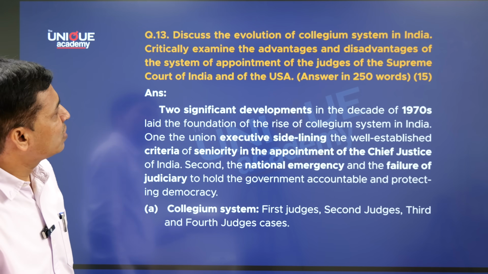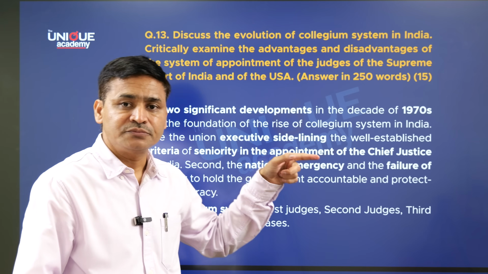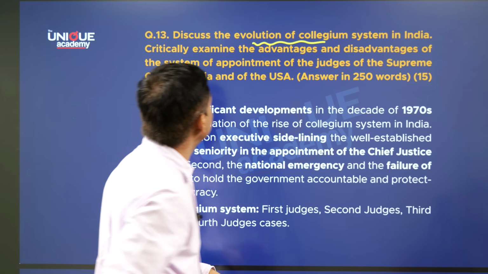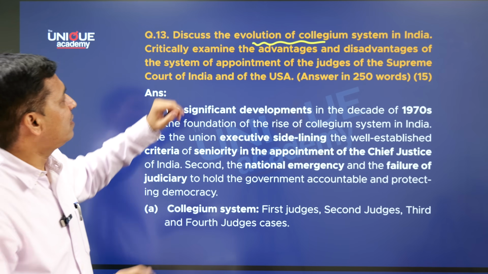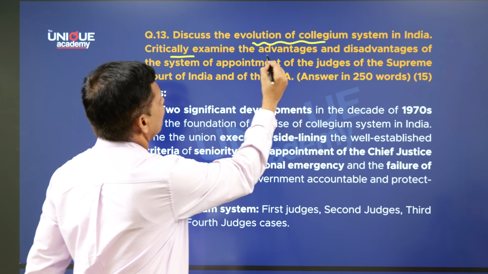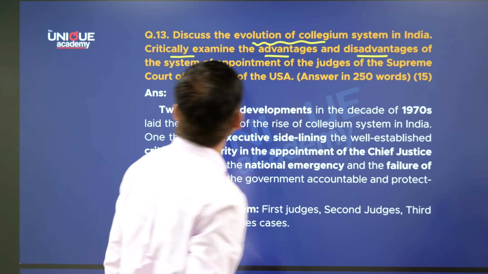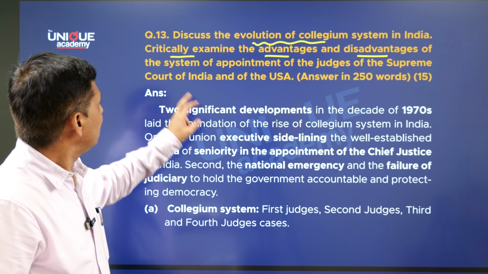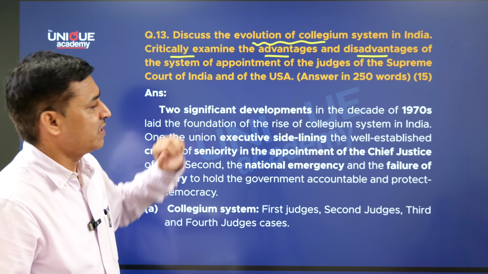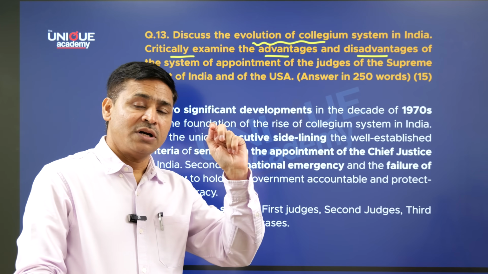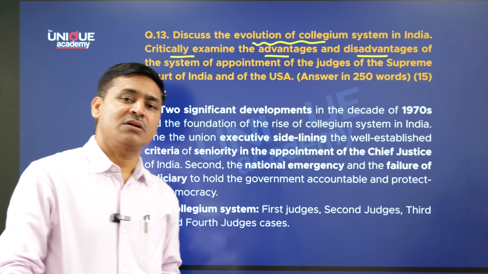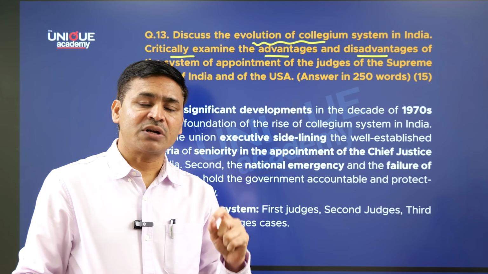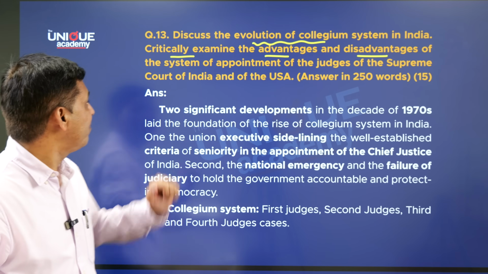Discuss the evolution of collegium system in India. Evolution. Let us underline that. Evolution of collegium system. Critically examine the advantages and the disadvantages of the system of appointing judges of the Supreme Court of India and the USA. So, the first comparative question on India-US was the President's power of pardoning, and this is the second comparative question.